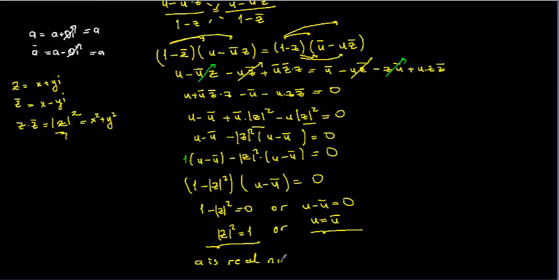So a is a real number if z modulus square is equal to 1. So the solution of this is all z such that z modulus square is equal to 1, which is the solution of the question.